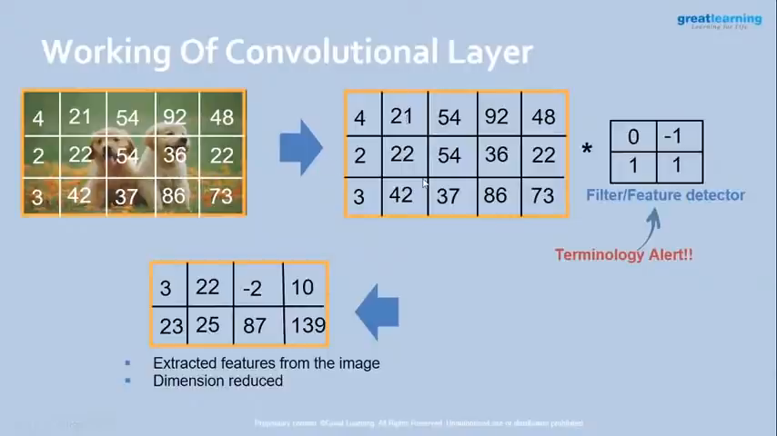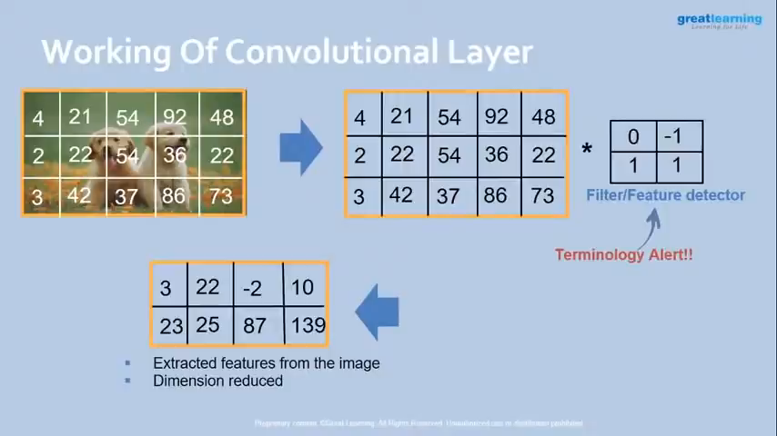421 to 224 22, right? So I have a 2 cross 2 matrix. Now what I need to do is multiply 4 into 0, plus 21 into minus 1, then plus 2 into 1, then plus 22 into 1, right? And then I will get a value for that. So let me do that.